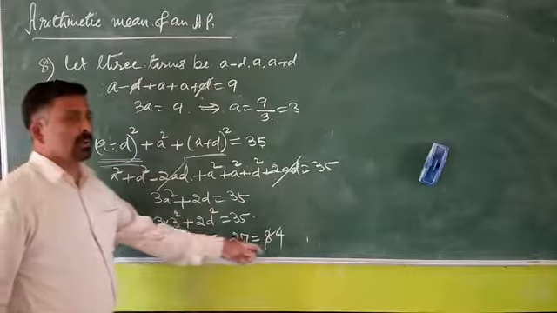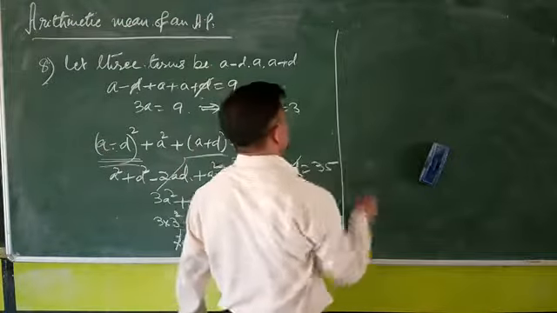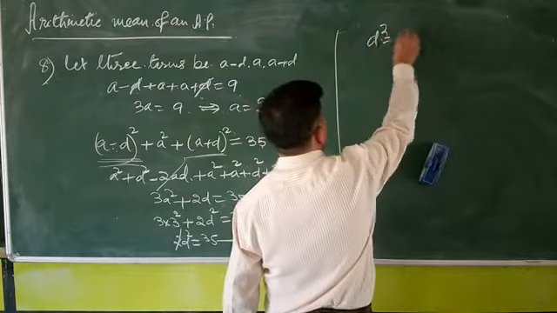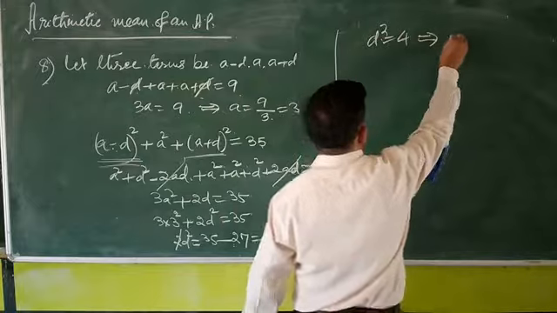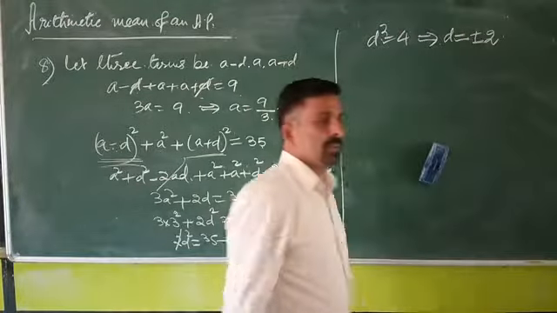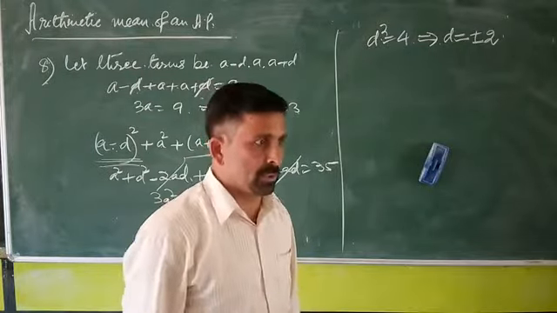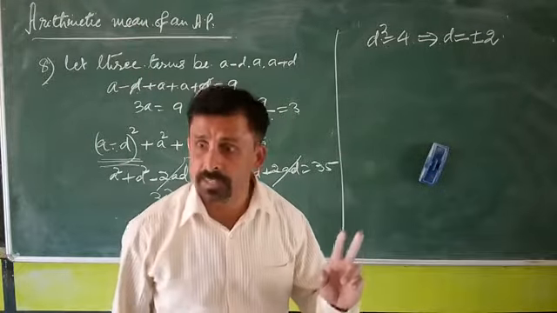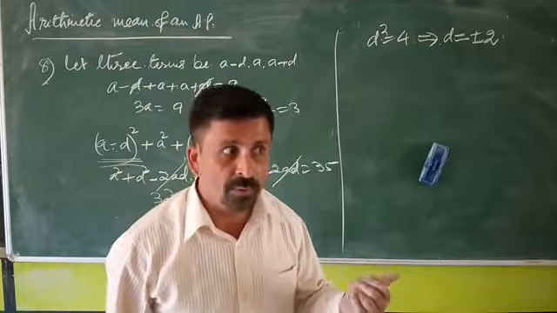So d square is equal to 4. This implies your d is equal to plus minus 2. Now we have to find out all the three numbers, no? Here we will get how many sets of answer? 2. No. You don't have to find the numbers.